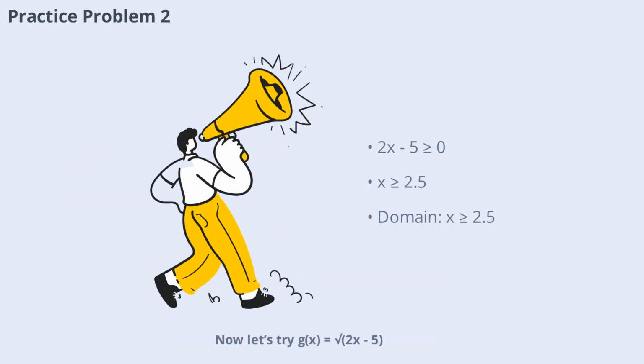Now let's try g of x equals square root of 2x minus 5. Set the expression under the root greater than or equal to 0, 2x minus 5 greater than or equal to 0. Solving for x, we get x greater than or equal to 2.5. The domain is all real numbers greater than or equal to 2.5. Keep practicing with different types of functions to build your confidence.